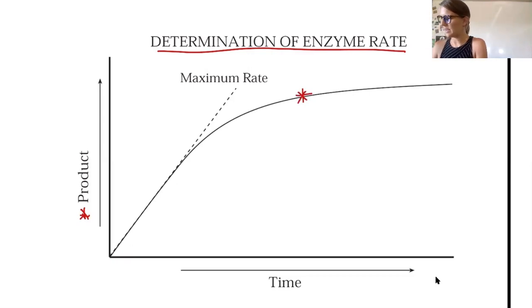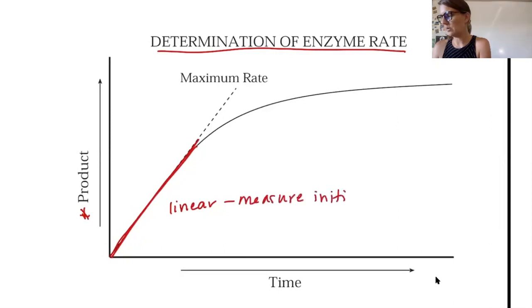In this case scenario, the fastest reaction rate is here when it's linear, all right? And this is where you're always going to measure initial reaction rates. And it's always this linear part right there, all right?